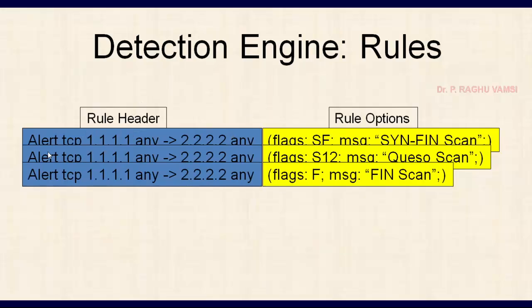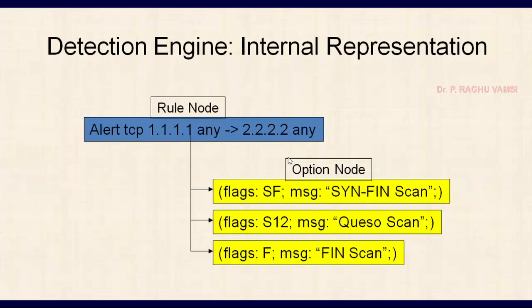So the rule header will be like this. This is the rule header and rule options. So you can write any options like this within the brackets. Okay. So rule header, rule option, rule header, rule option, like that. So the detection engine will be like this: rule node and rule header. Once the rule header is matched, then immediately it will go for the option node, and it will check which option is to be verified and which option is to be presented based upon the rule header that you have mentioned.